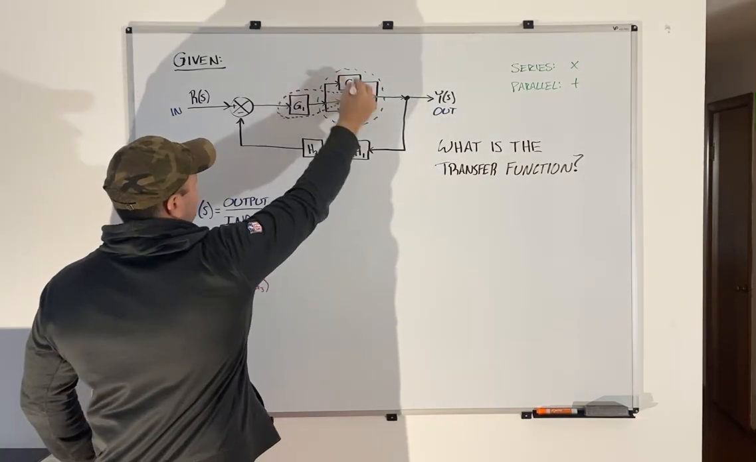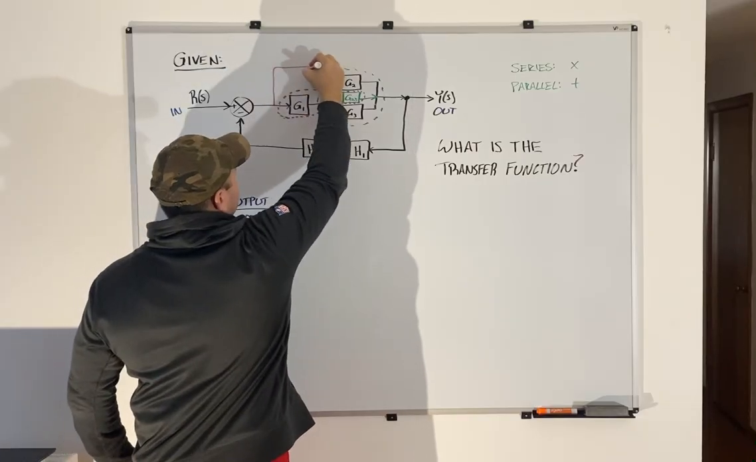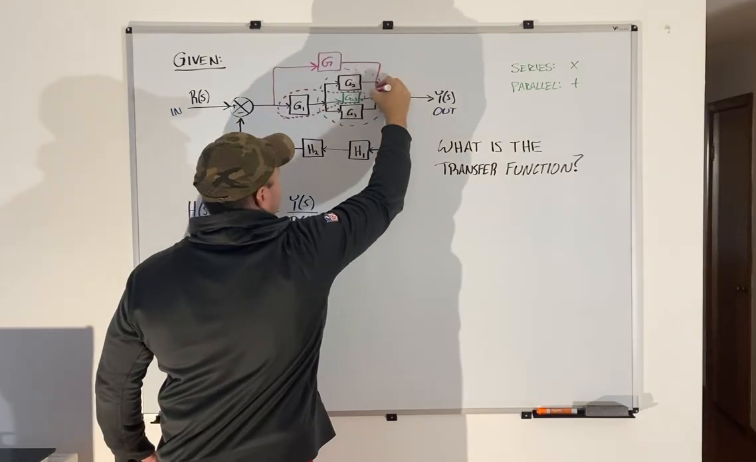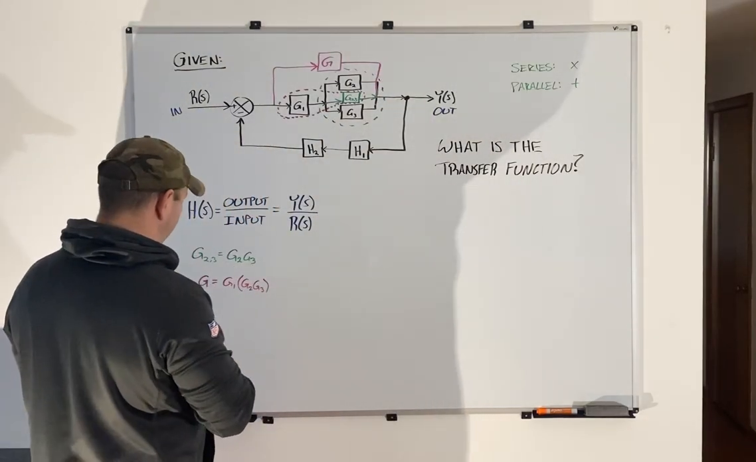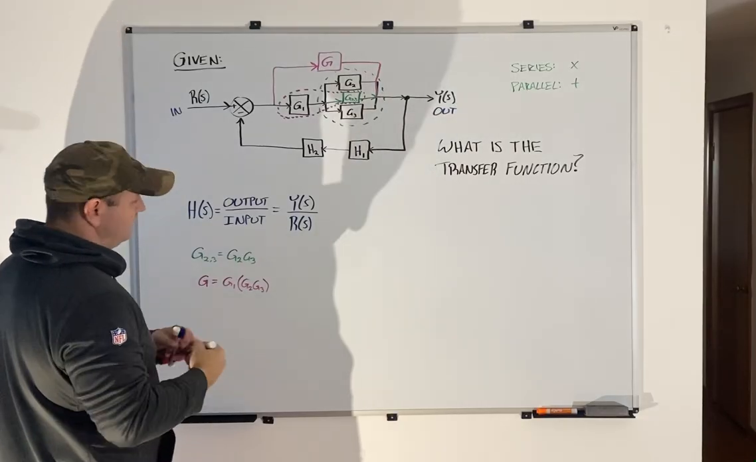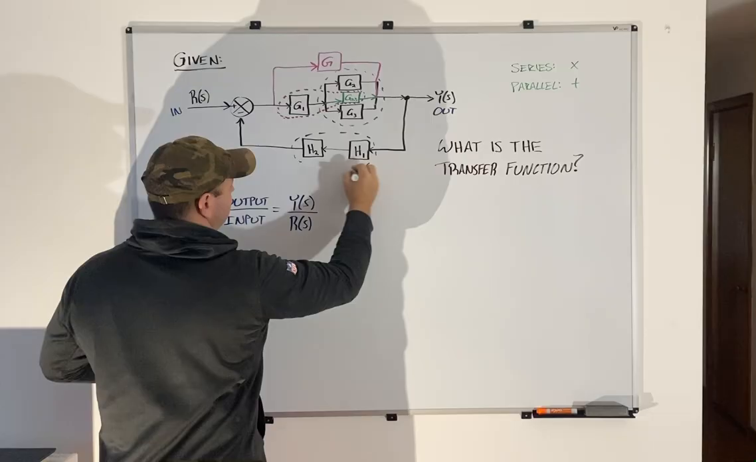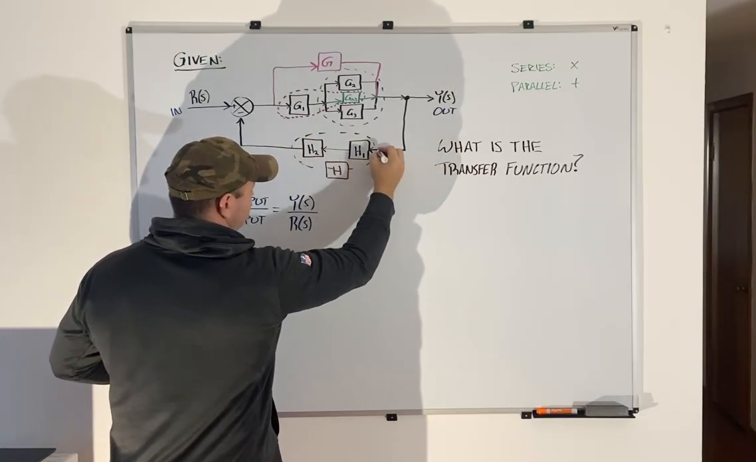So now this whole thing has become G. Now look at the bottom. H1, H2. I can call that H.